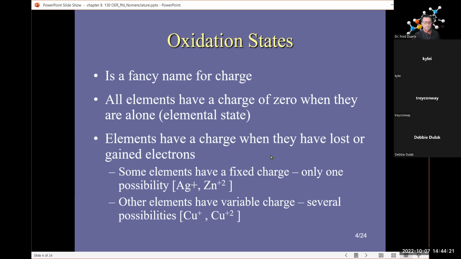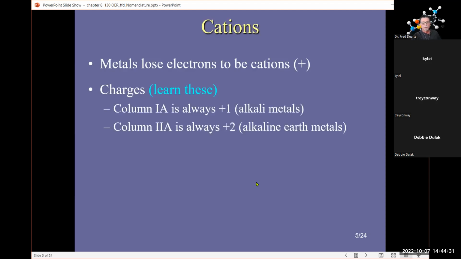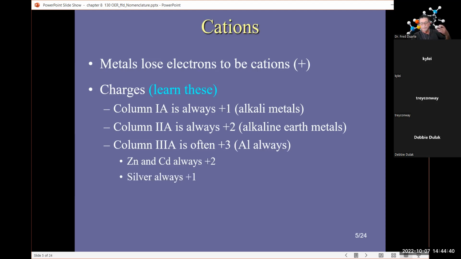Okay. All right, so these are the fixed oxidation numbers that you should be aware of. We talked at length about metals losing electrons and becoming cations. We know group 1, group 2A, group 3A always have a +1, +2, +3 respectively. Then we added zinc, cadmium, and silver with their respective charges. That's part of the sweet 16. We got to know that.